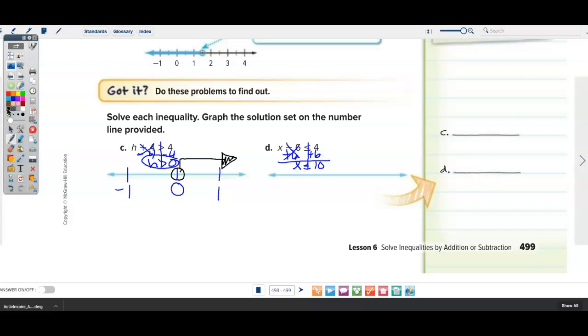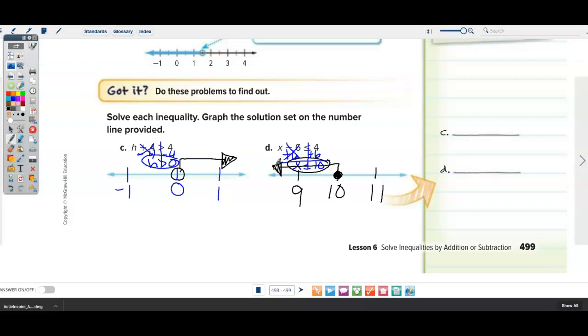So I got my solution, but then I have to graph it. So my number was 10. I have to have one bigger, and I have to have one less. Since x is less than or equal to, it could equal 10, so I'm going to have a closed circle because that could equal that number, but then the numbers have to be less than 10. So my numbers are less than 10, go towards the left. So that would be my graphed solution.